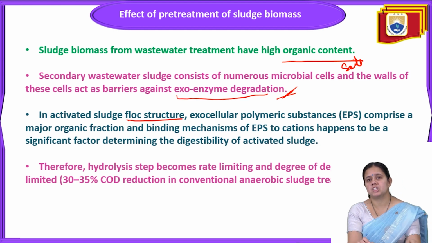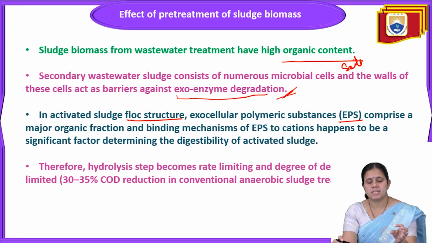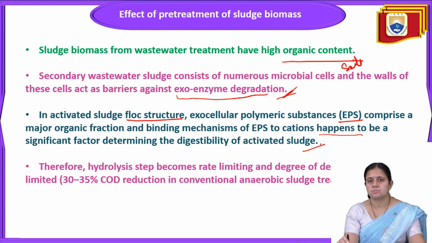In the activated sludge condition, the floc structure contains exocellular polymeric substances, EPS. These comprise the major organic fraction, and the binding mechanism of EPS to cations is a significant factor determining the digestibility of activated sludge.